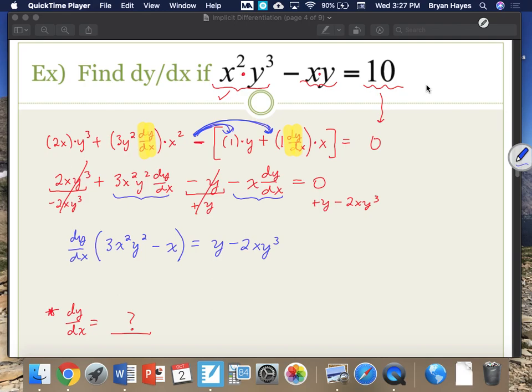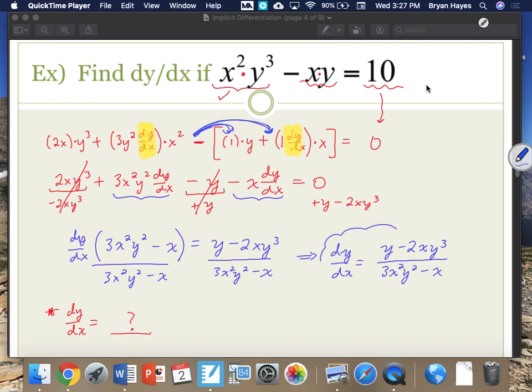And so to solve for dy dx, we're going to divide out the 3x squared y squared minus x. And we're ready to kind of provide that final derivative. The derivative of this curve is y take away 2xy cubed all over 3x squared y squared take away x. We'll put that in a nice little bubble. There's our derivative found implicitly.